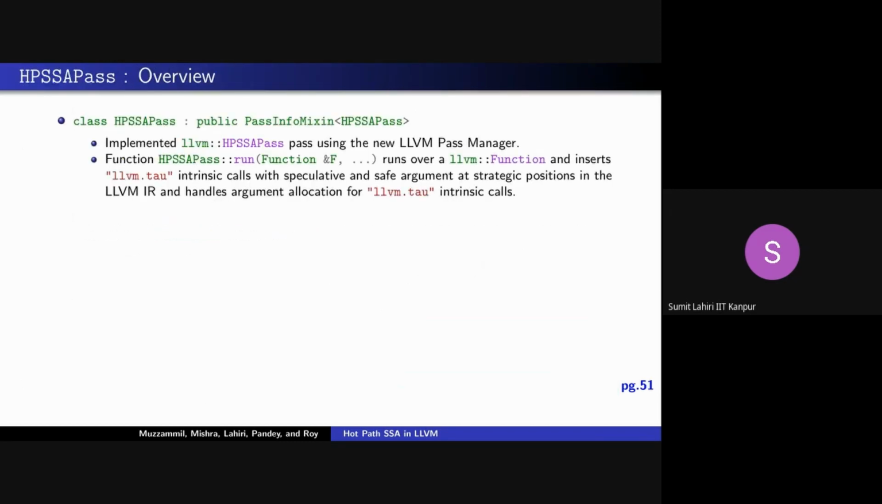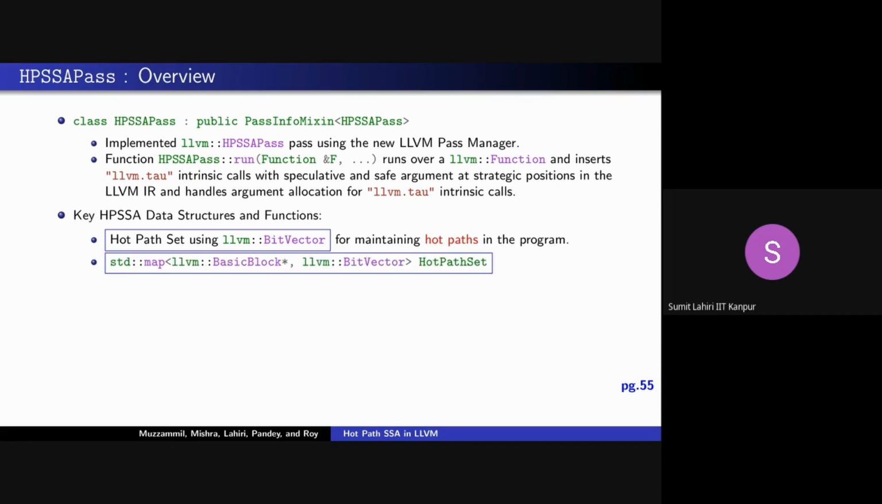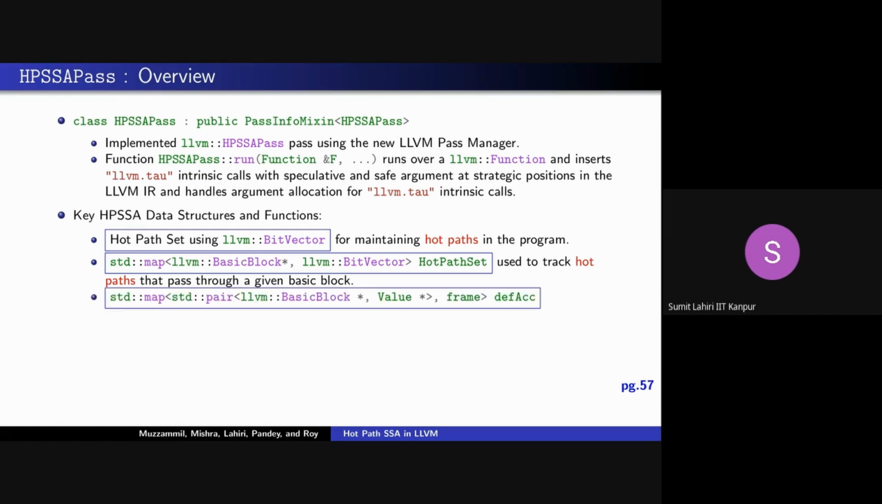So we have this HPSSA class. We provide you with a run function, which you will have to invoke first in order to convert your function or your example from SSA to HPSSA form. In order to track what the hot paths are, we used the LLVM bit vector data structure. We used this map from basic blocks to a bit vector, the hot path set, in order to track what hot paths pass through a given basic block.